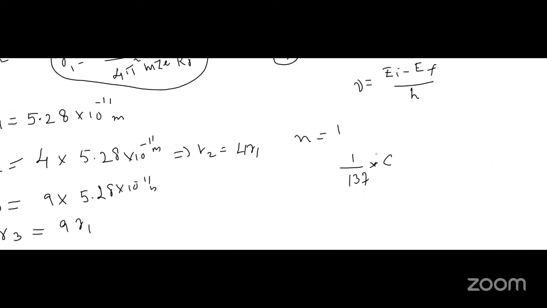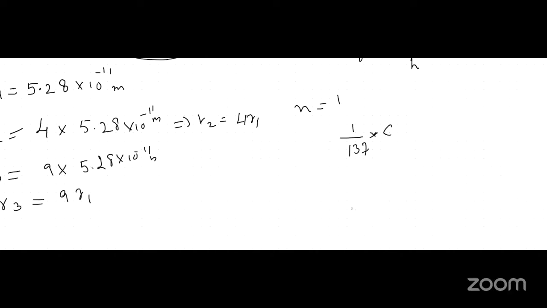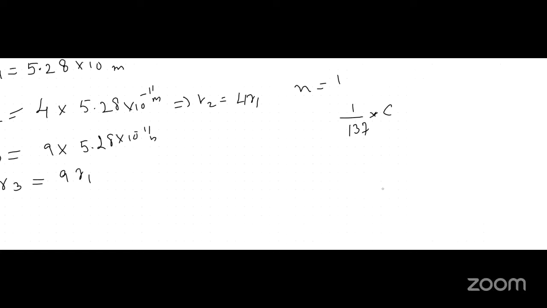Similarly, if you go for the second orbital, velocity will be given by 1 by 2 times c by 137. And for the third orbital, it will be 1 by 3 times c by 137, and so on. The fact that the velocity of the electron is less than 1% of the velocity of light justifies using classical mechanics instead of relativistic mechanics in Bohr's theory.